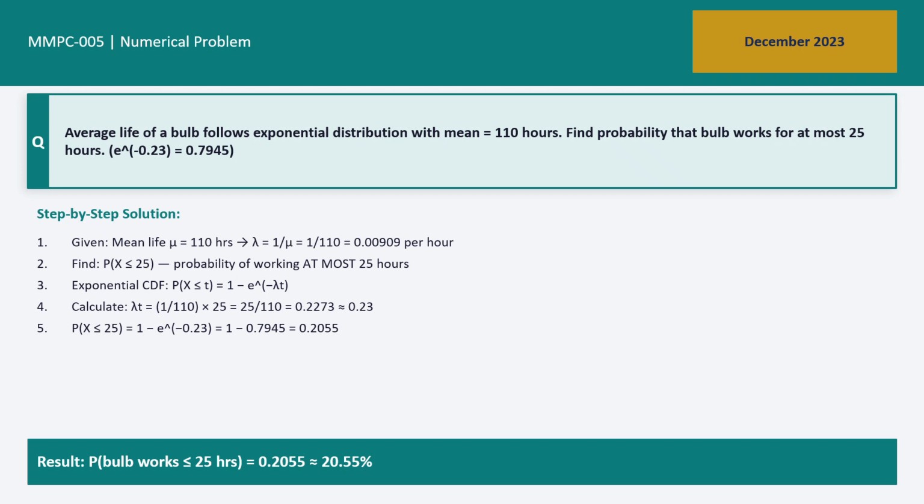If mean life is given, lambda is its reciprocal, and we use formulas like P(X less than or equal to t) equals 1 minus e to the power minus lambda t, and P(X greater than t) equals e to the power minus lambda t. Applying this, we can easily calculate probabilities related to lifetime problems.